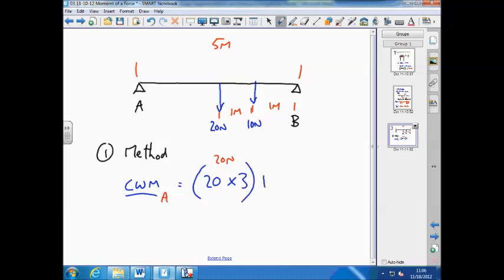Plus, now we're going to do the contribution for the 10 Newton force. And what's that going to be? 10 multiplied by 4. And there are no other forces pulling the thing round clockwise, so that will be the sum of all the clockwise moments, which equals 60 plus 40, which is 100 Newton meters.